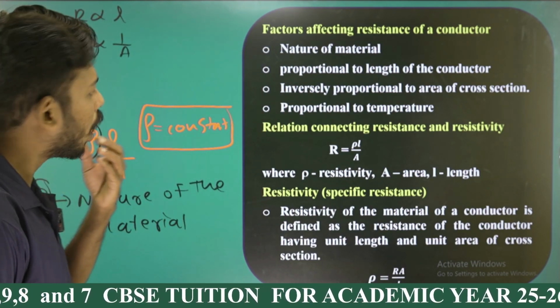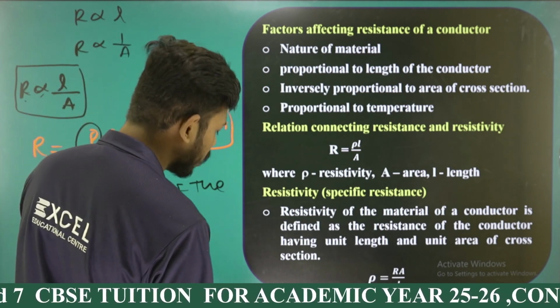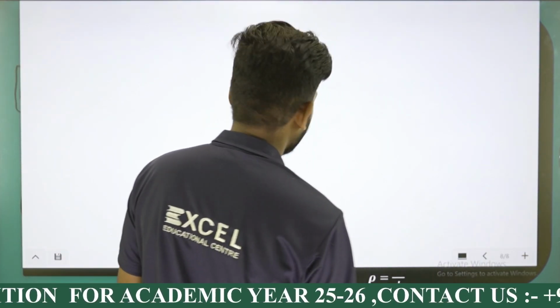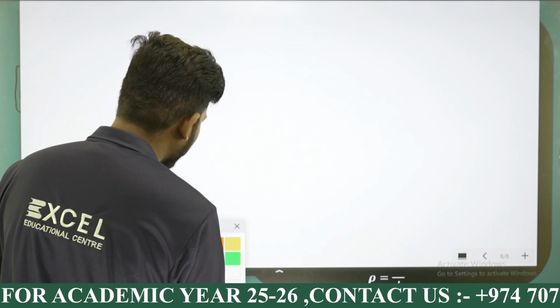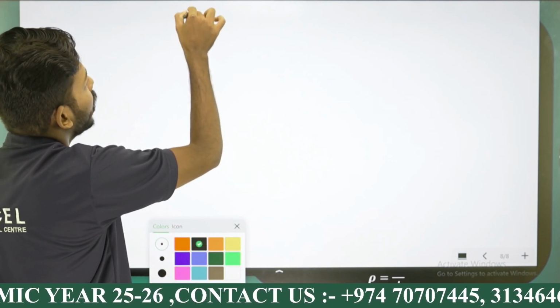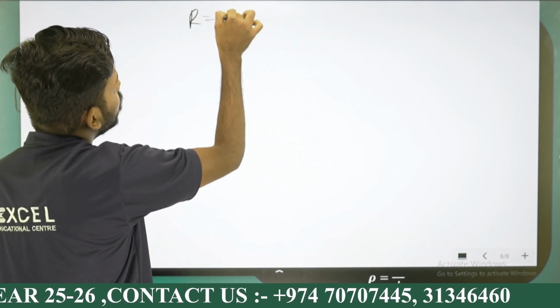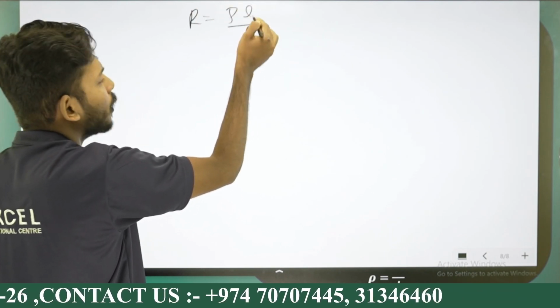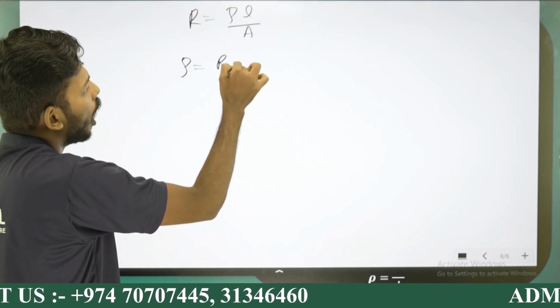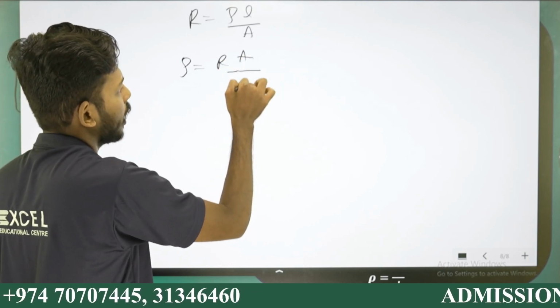So that's it. How can we define it? It is not completed yet. We have ended up with an equation, but we still have to give a proper definition. How can we find a proper definition? R is equal to rho L by A, so I can rearrange this equation into rho is equal to RA by L.